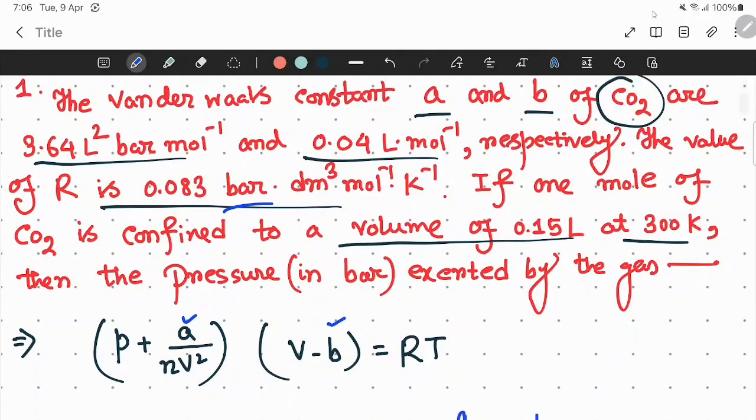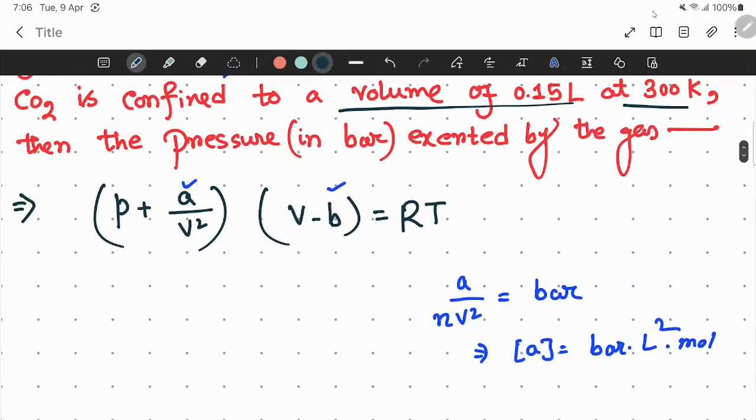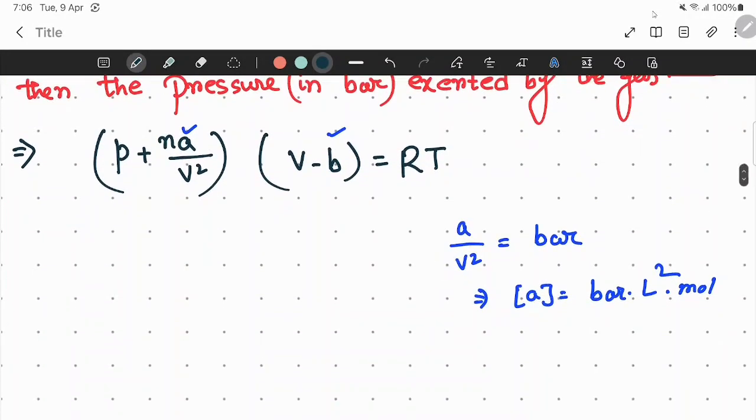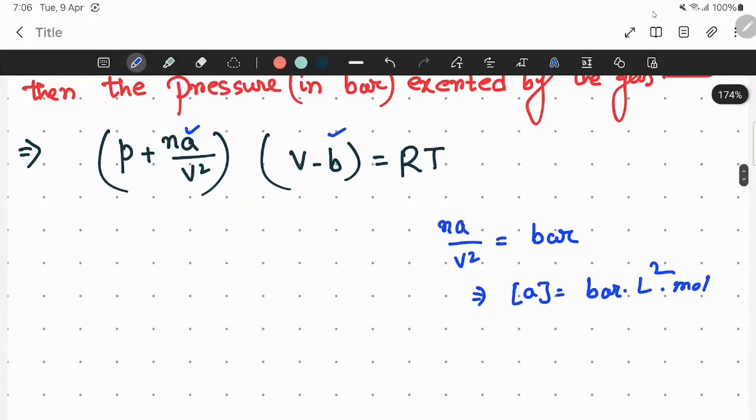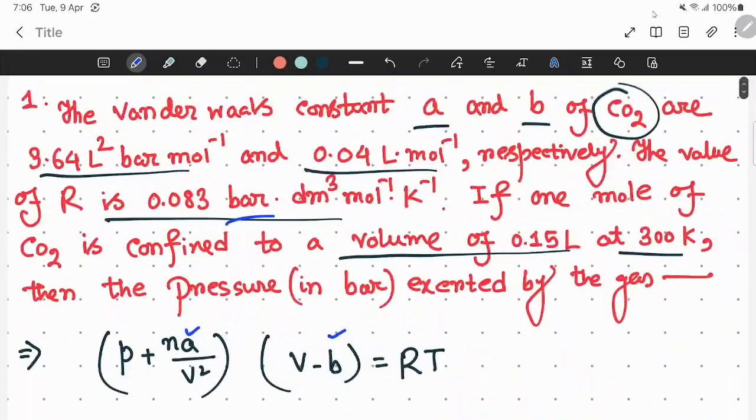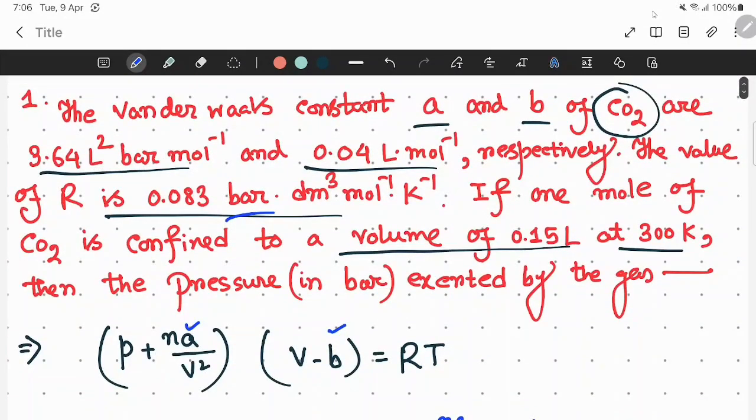Sorry, no. This is the formula. That's why the mole inverse will be there. N is there, and here will be mole inverse. Now it's correct. Now you can check the formula: liter square bar mole inverse.